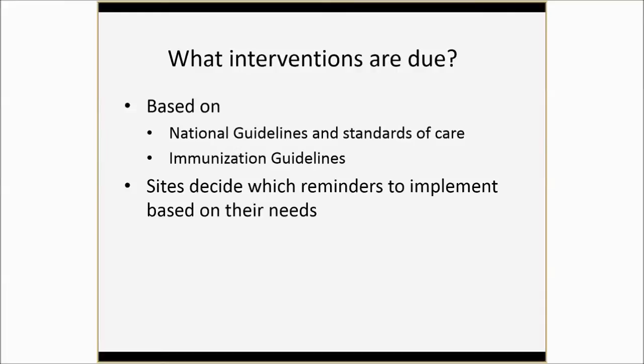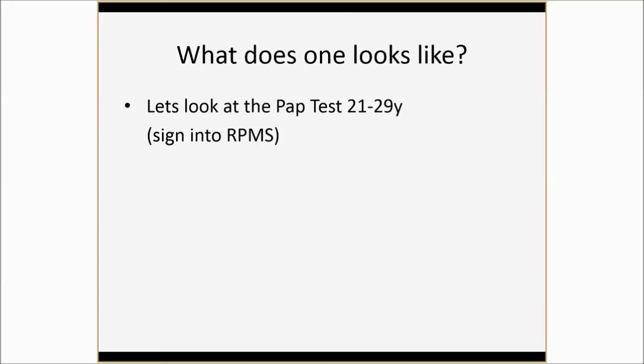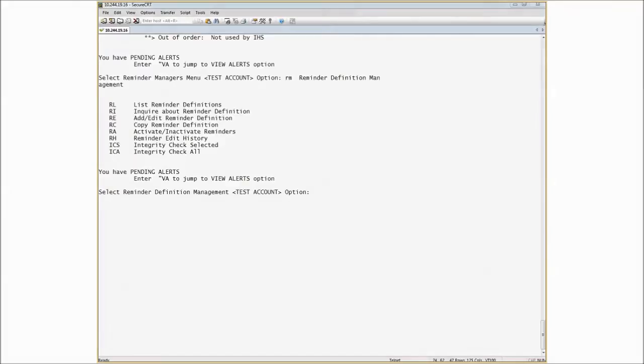What interventions are due? It's going to be based on national guidelines and standards of care and immunization guidelines. Sites decide which reminders to implement based on their needs. What does one look like? So let's take a look at the PAP test 21 to 29 years old. Let's take a look in the RPMS for that PAP test 21 to 29-year-old.